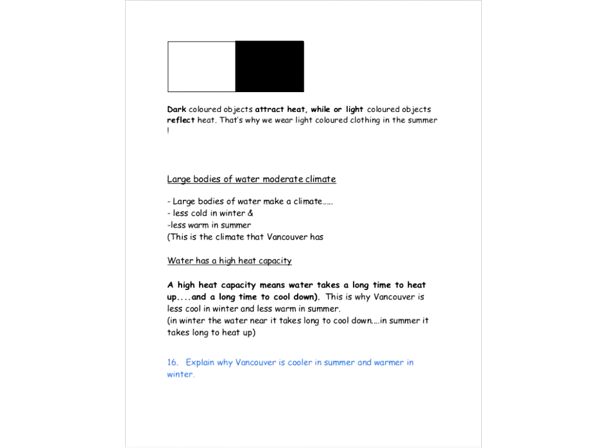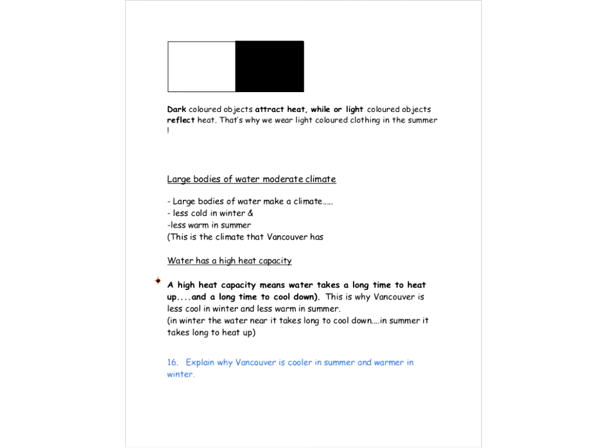Now, we talked about the idea before that large bodies of water moderate climate. So we're talking about things like oceans. So what they do, if you have a large body of water beside you, it makes your climate less cold in the winter and less warm in the summer. So of course, if you think about the type of climate that Vancouver has, it's got what you call a moderated climate because of the ocean.